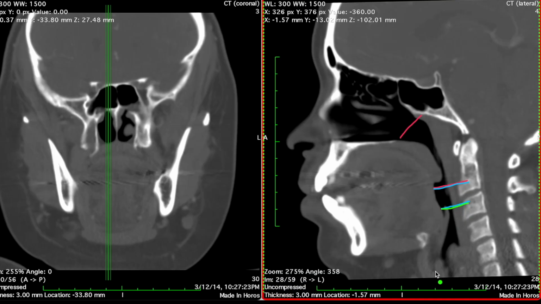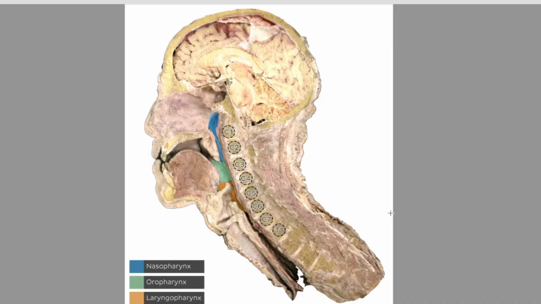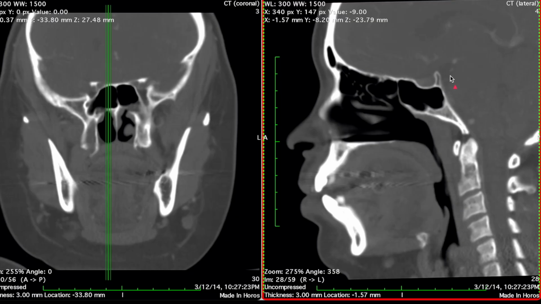So you can't see it here on this image yet, but we've talked about it in a previous lab, and I'll show you later in this lab. Here's a cadaveric image from KinHub that denotes the subdivisions of the pharynx, the nasopharynx, oropharynx, and laryngopharynx. So those are the levels of the pharynx, and you can distinguish these levels nicely on a sagittal CT.